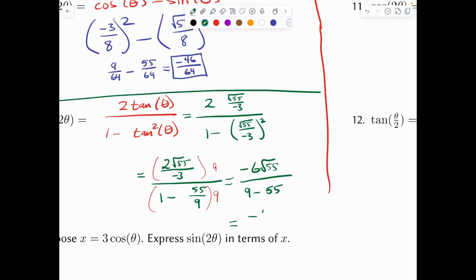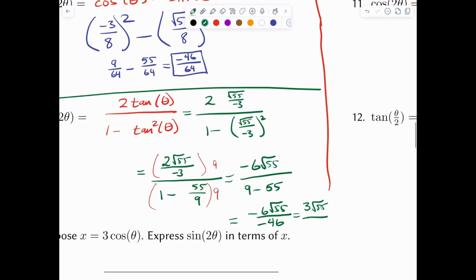So negative 6 radical 55 over negative 46. So you could get rid of the negatives. I guess that's the least I could do, right? Let's also cancel the 2. And that gives me this.